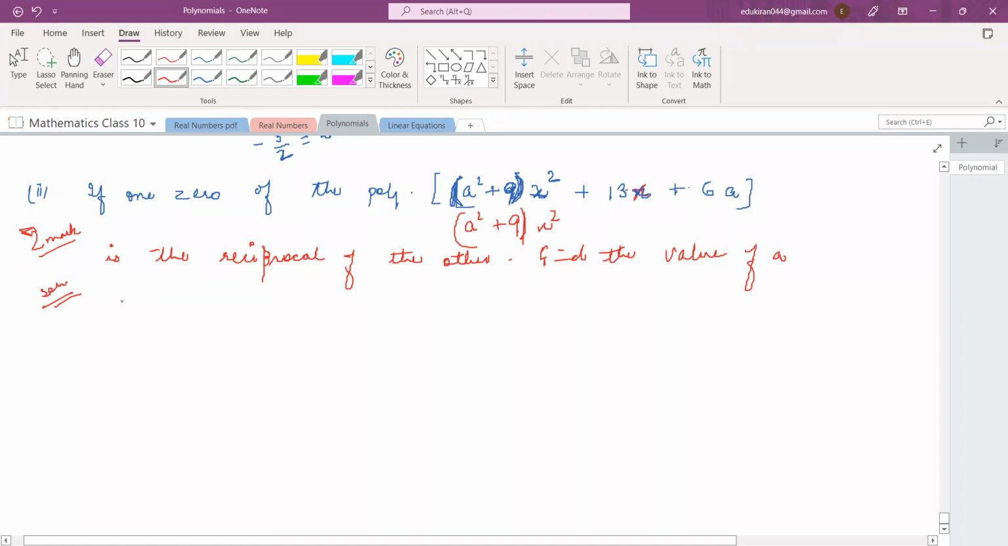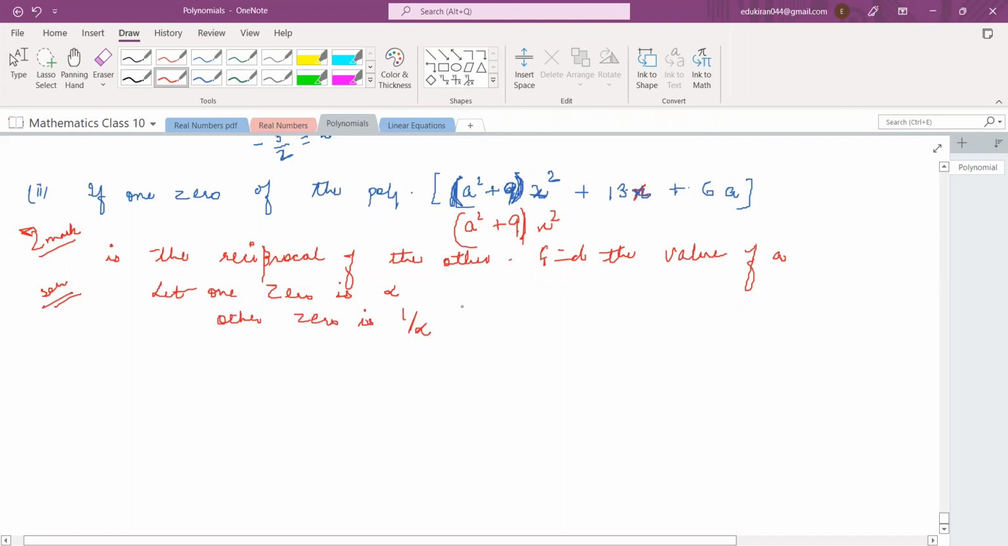If you have the polynomial, let one zero be alpha. Now the other zero is its reciprocal. So the other zero is not beta, but it will be 1 by alpha. Clear? Okay. So these are the two zeros. One is alpha, so the other is 1 by alpha.